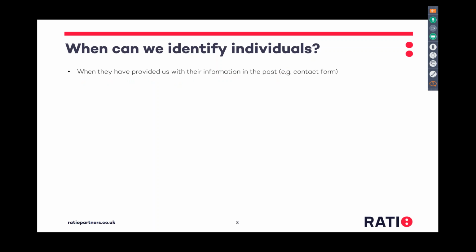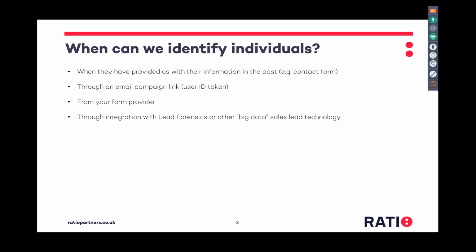So how can we do it? When they've provided us with the information in the past through a contact form, I'm going to come on to that in a second. The only one I'm not going to cover during this, because of time, is the email campaign link. We can actually use email tokens. If you're sending out an email campaign, we can use ID or name tokens to recognize people incoming from that as well, and then write it to the Sitecore contact record. We can also do it from the form provider, which I'll cover in a second, and through integration with Lead Forensics and big data sales lead technologies like that, which I'll show you now.